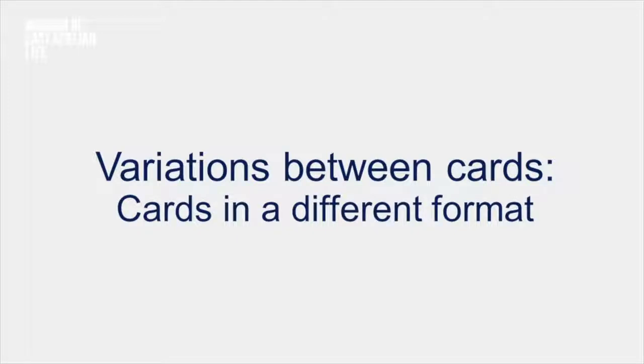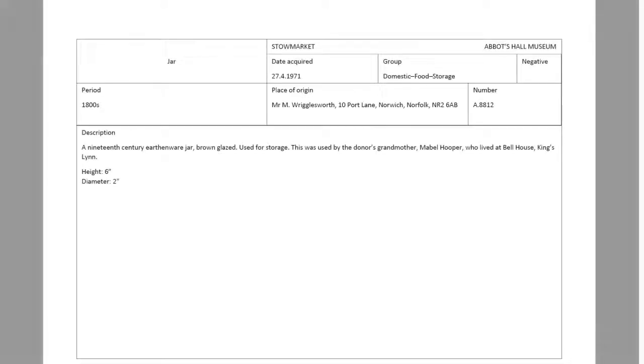As you work with the cards, you will find some variations between them, which I will explain here. The first is cards which take another format from the style of card we've looked at in the example. There are two styles of record cards at the Museum of East Anglian Life. The example card we've looked at in this video is the newer style of card. Older cards look like this one. Both styles of card contain the same information, it's just laid out differently.